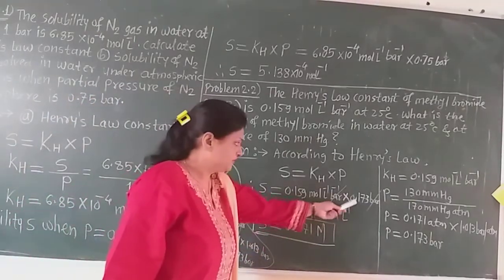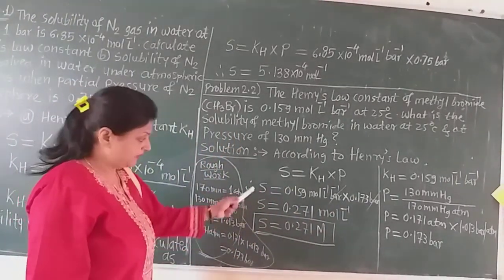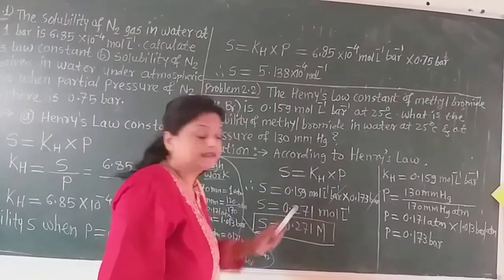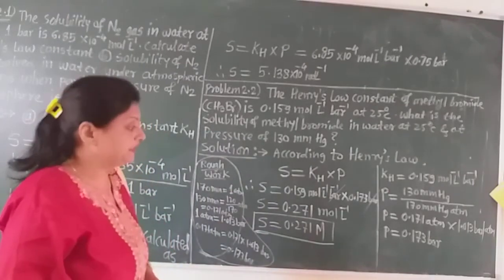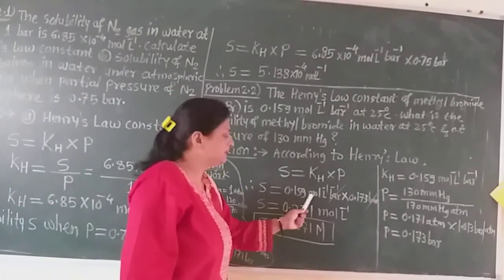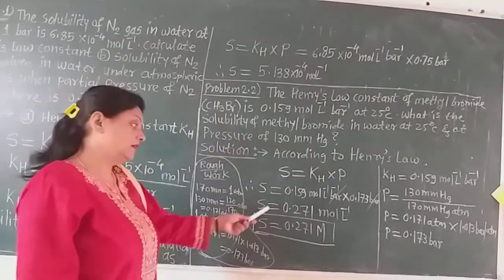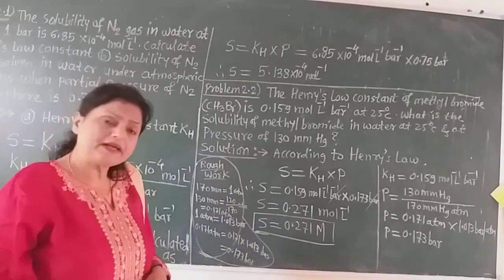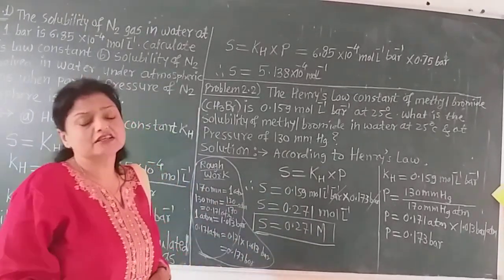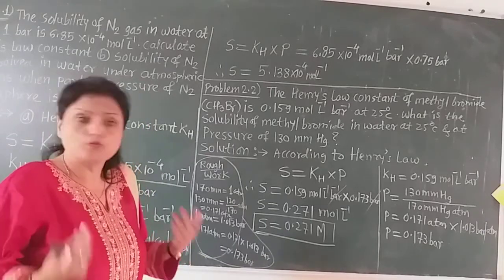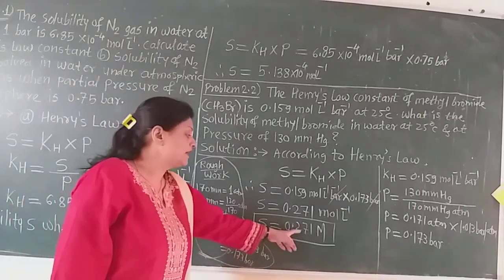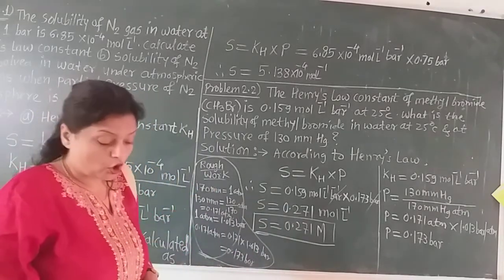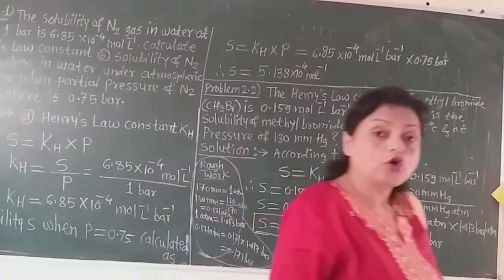Now this is the value of pressure, this is the value of KH. Therefore S is equal to 0.271 moles per liter, this is the unit of the solubility. On multiplication of 0.159 into 0.173, the result is 0.271 moles per liter. Now moles per liter means molarity. So if they ask for solubility as molarity, moles per liter means molarity, and therefore S is equal to 0.271 molar.